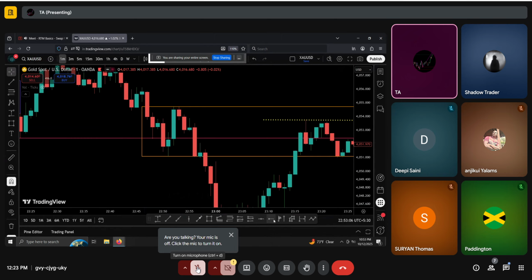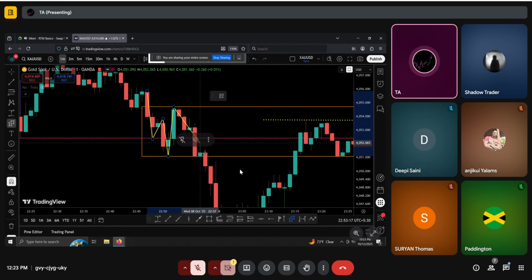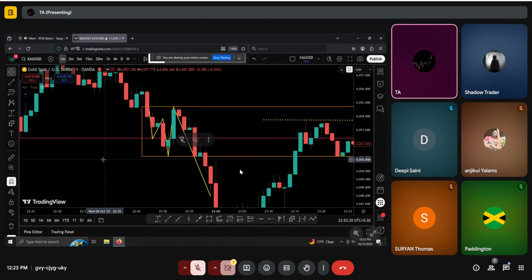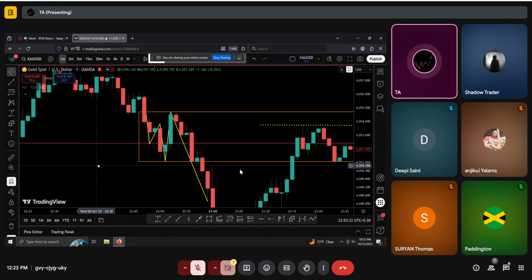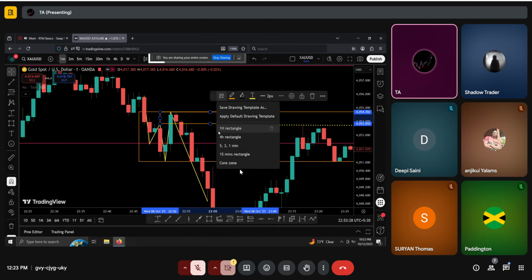If you look at this, price came down till here, goes up, came down, goes up. What did this create? A fake-out structure going down, right? So what is this? Where is the MPL? The MPL will be here. Do you see this?